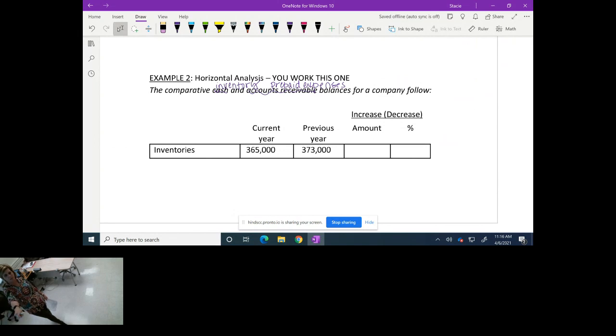So your inventory, did it go up or down? Down. It went down by how much? 8,000. So this is a decrease of 8,000. So you'll divide that 8,000 by the oldest year, and I got 2.14%. So if you get a number like this, be sure you multiply it by 100 to get the percentage.